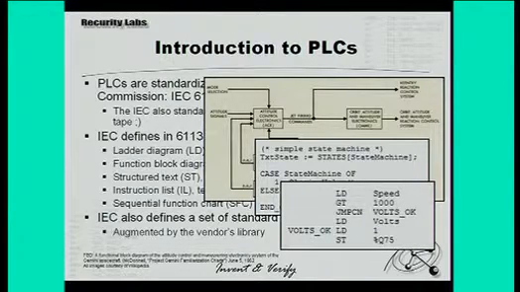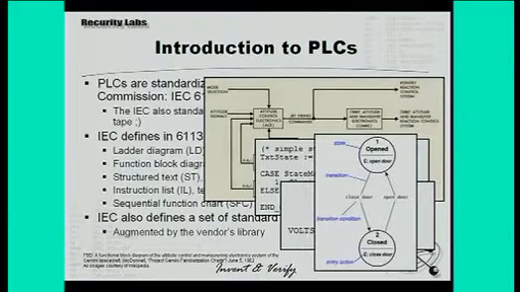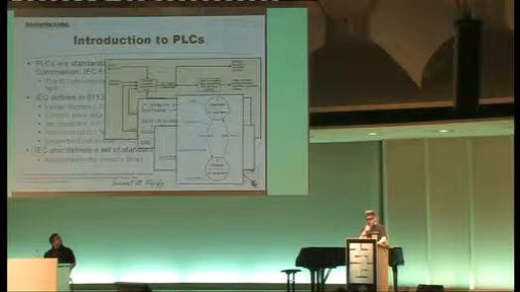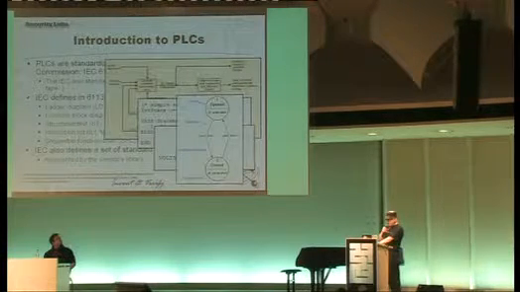Then you have the instruction list, which is the closest you can get to the feeling of an assembly. And then you have a sequential function chart. You can already see that it's fairly complicated to use a sequential function chart just to open and close a door. Manually, that is.